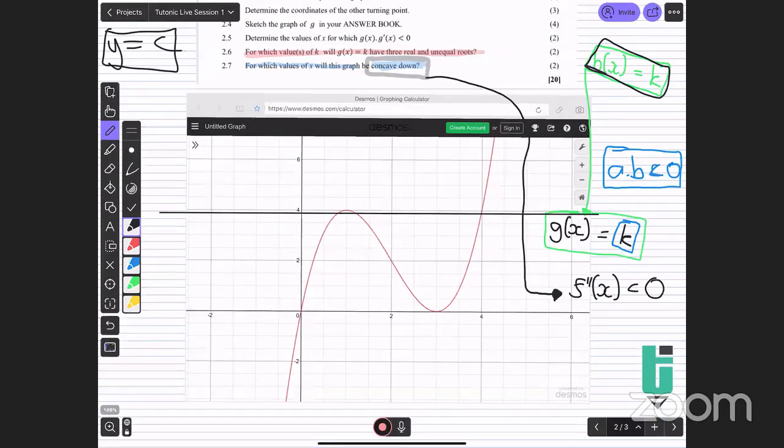Anyway, so now, for which values of x will the graph be concave down? So you just make the second derivative smaller than 0. However, there is a graphical way of doing it, and I think because we've sketched the graph, we can do it graphically. If it's concave down, the second derivative is smaller than 0, but also the graph is below the tangent. So what does that mean? If I draw tangents here, right?